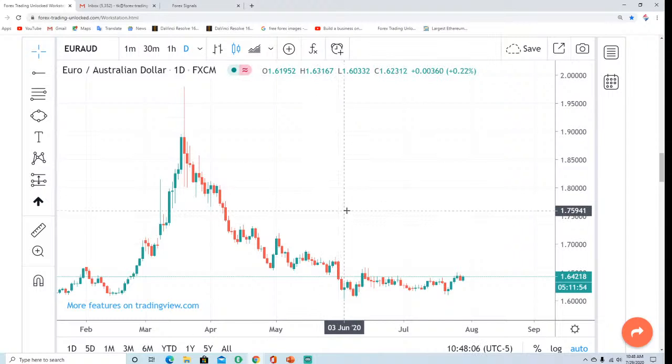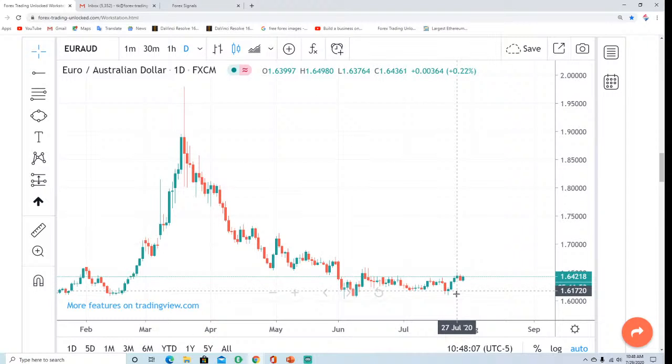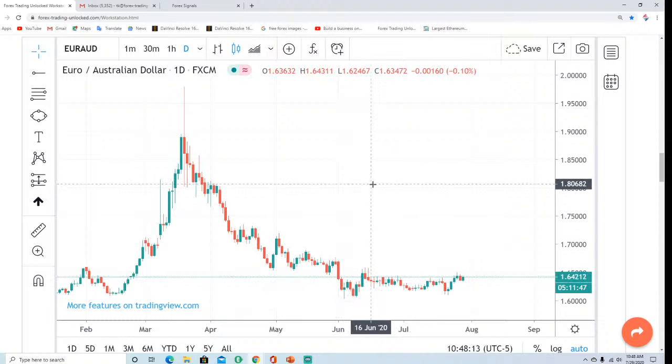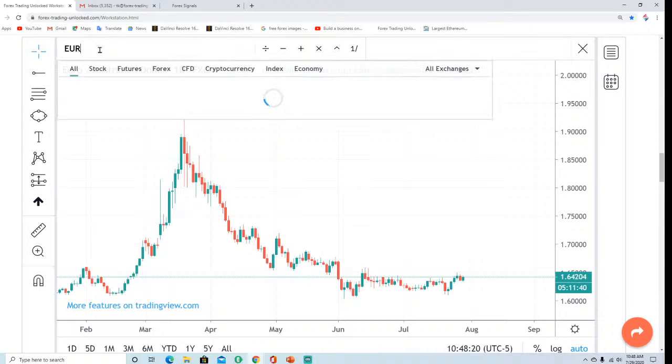Did make a higher move low last week, but overall it's been consolidating. It's pretty basey. Is it bullish? No, it's neutral to higher is all it is against the Australian dollar. Let's look at the euro versus the New Zealand dollar.